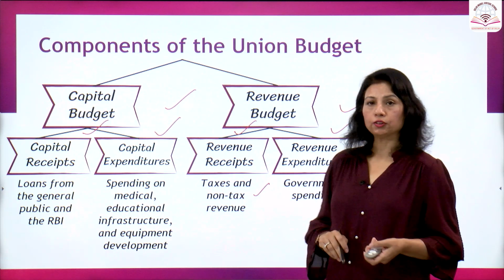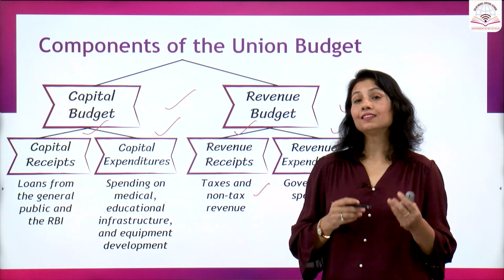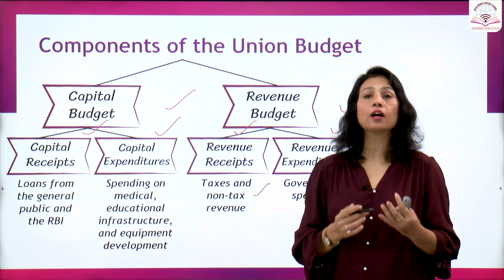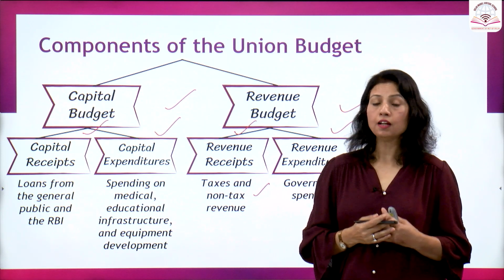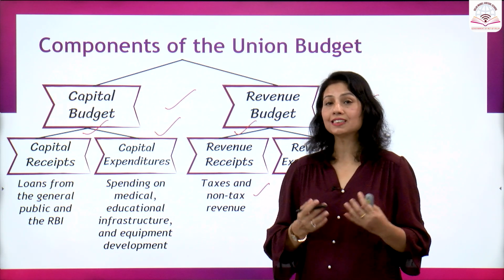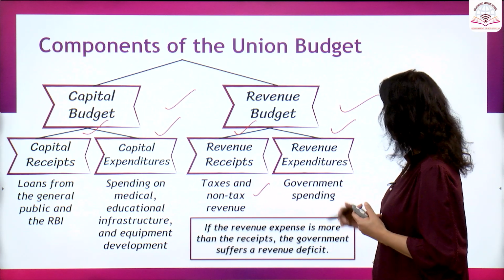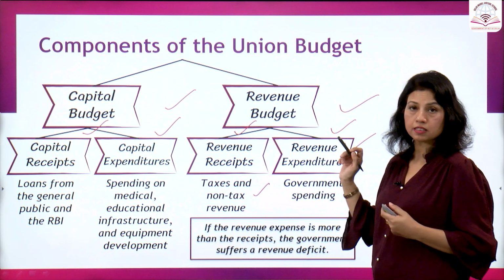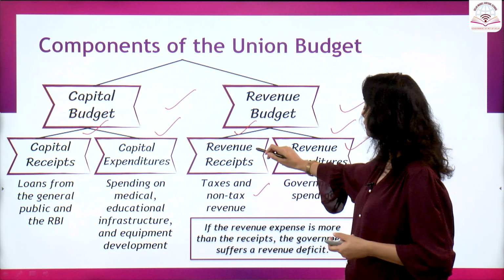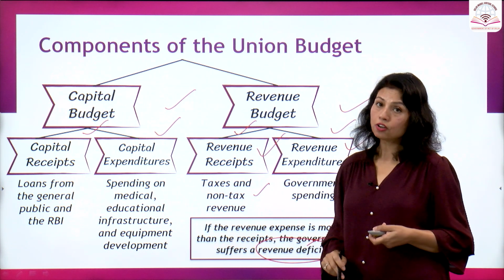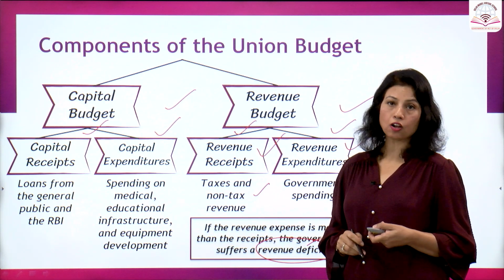Revenue expenditure. Revenue expenditure is again recurring expenditure which government needs to run government departments. One example is paying off the salary of government employees. If revenue expense is more than revenue receipt, then government has a revenue deficit, which is not good news for the economy.